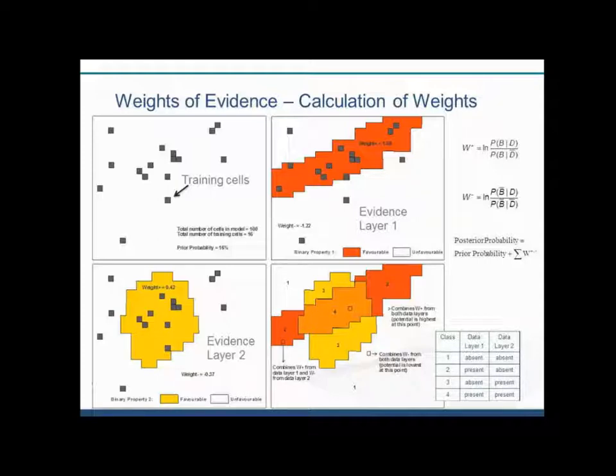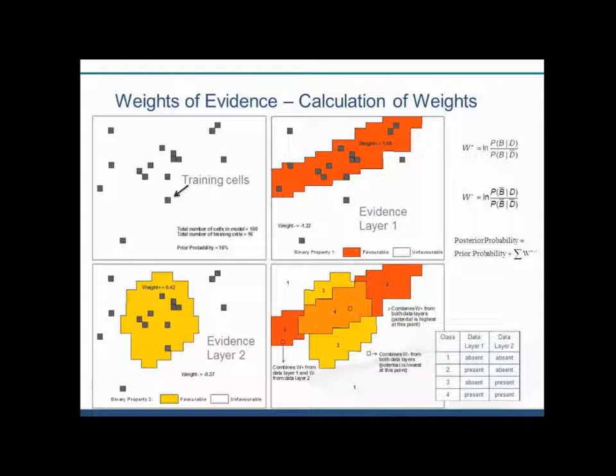For the example here, evidence layer 1 might represent, you can imagine, a buffer around a fault zone. And evidence layer 2 you might imagine to be, say, a density anomaly. You can't actually see this very well here, but visually you have the impression that there's a good spatial correlation between training cells and the favorable region. This is reflected in the weights that are then assigned, so we have something like plus 1.5 and minus 1.2.